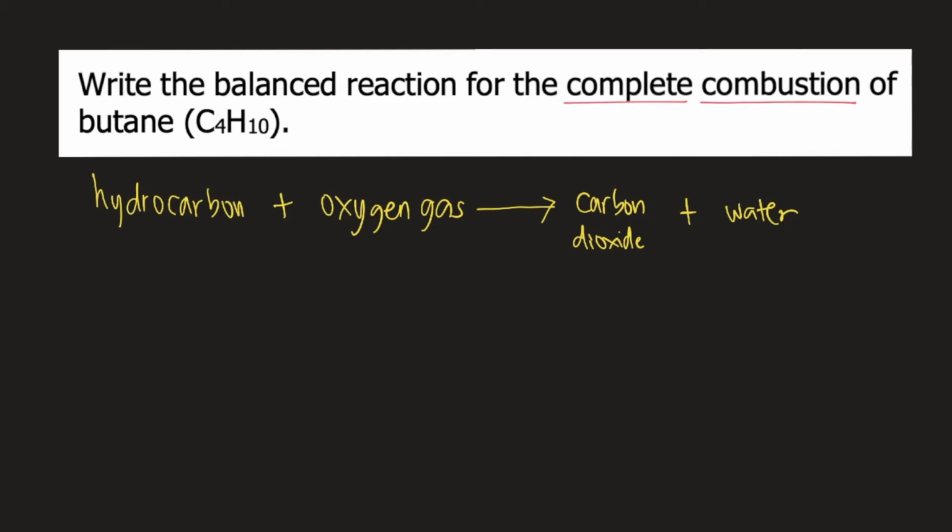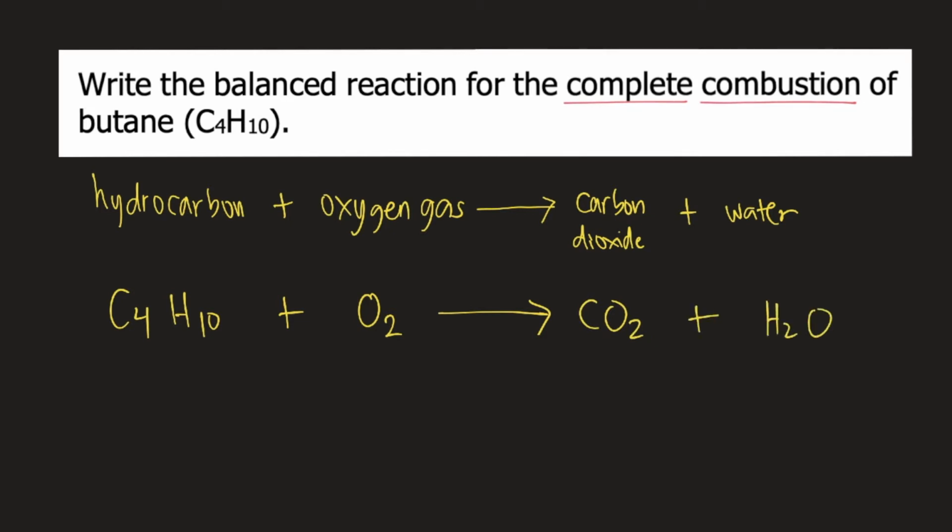So let's write the chemical formula for our hydrocarbon butane, C4H10. Oxygen gas is O2, carbon dioxide is CO2, and water is H2O. We only need to balance three elements on both the left and the right sides of the equation. And these are carbon, hydrogen, and oxygen. I will give you a tip. Start first with carbon, then hydrogen, and lastly balance oxygen.